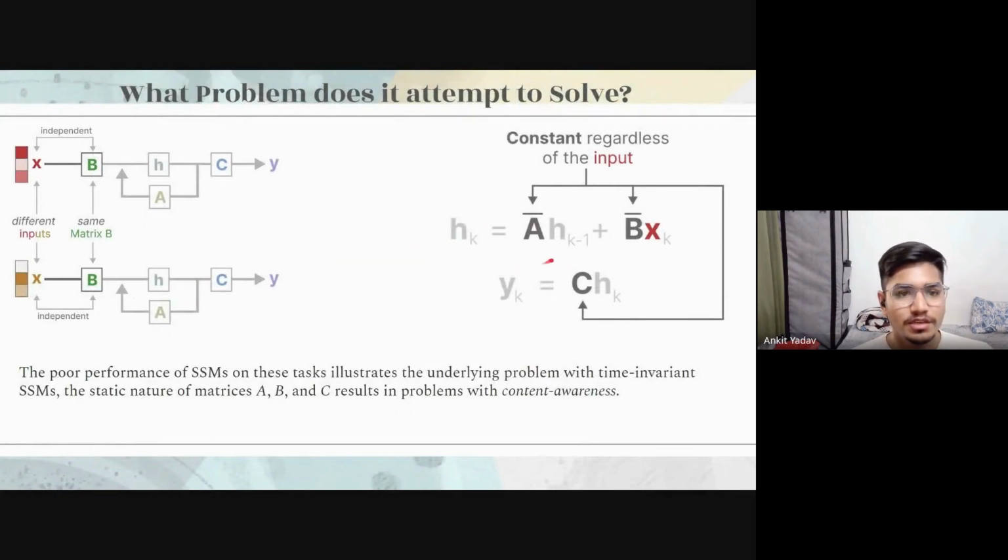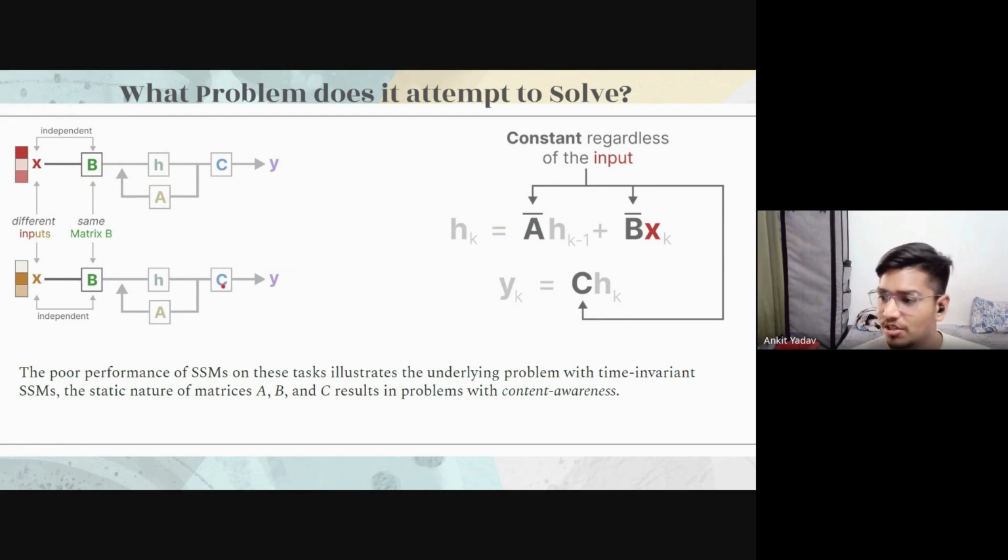If delta is smaller in size, the effect of this xt will be less and the effect of this ht will be more. But if delta is larger, it will change the A, which will help in degrading the effect of this ht, and it will improve the effect of this Bxt. So that's how delta comes into the picture.